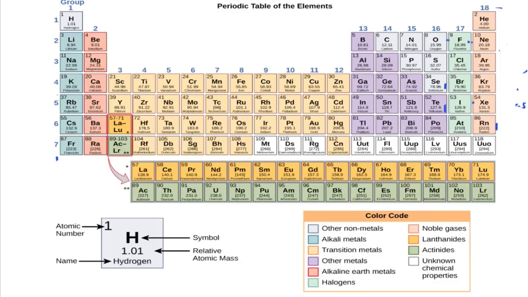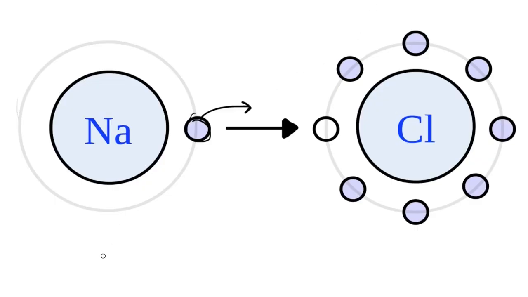Okay, so sodium, we see here, has an atomic number of 11. Chlorine has an atomic number of 17. We have 11 electrons, because 11 protons, 11 electrons, and we have 17. So remember, all they're showing us is the valence electron for sodium.